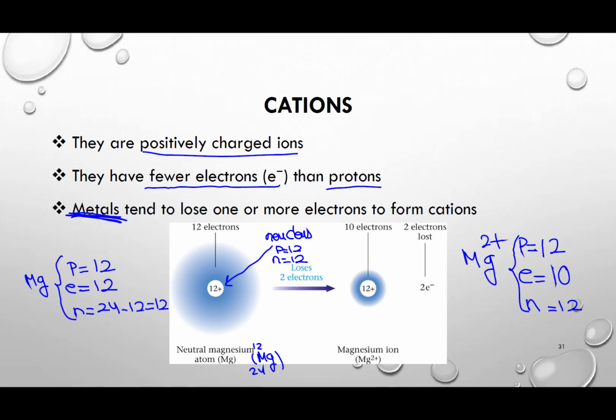The neutral magnesium has 12 electrons, the same number of electrons as protons. But once it becomes charged, the magnesium ion loses 2 electrons. That's why it's 2 positive. Then it's 12 minus 2, which becomes 10. Now let's compare the relative sizes. As we discussed in one of the first slides, it is the electrons that are in charge of the size of the atom.